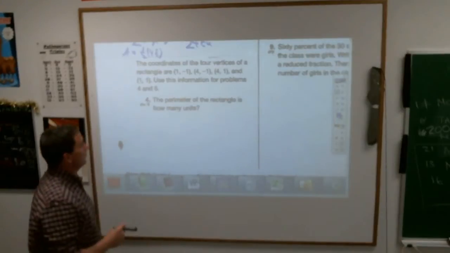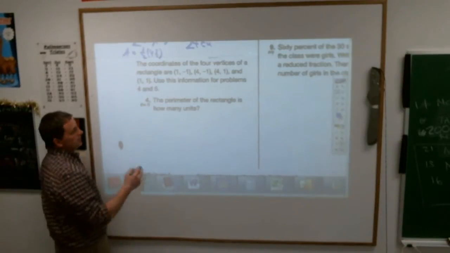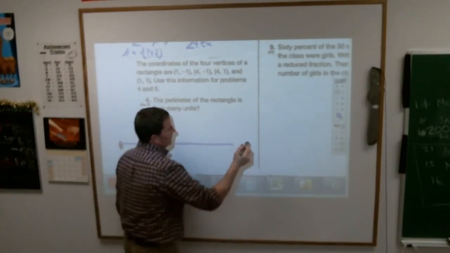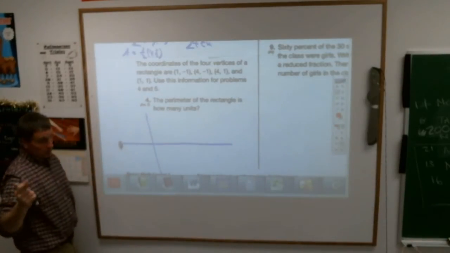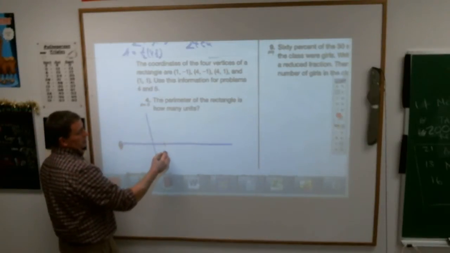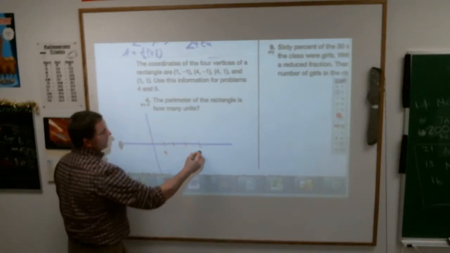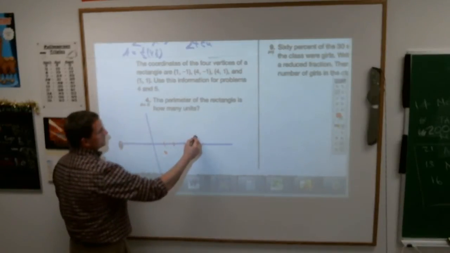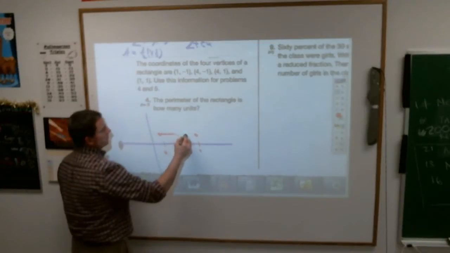The second one: the coordinates of the 4 vertices of a rectangle are given. Find the perimeter and area in units. Again, you will not freehand this. But you'll do this on a grid because your paper has grid squares. The rectangle has vertices 1, -1, so here's 1, -1, right? 4, -1. 4, 1, which is right here, and 1, 1, which is right here. So you have this rectangle right here.